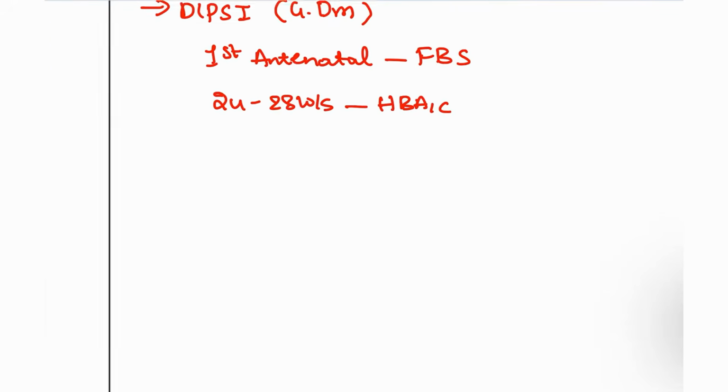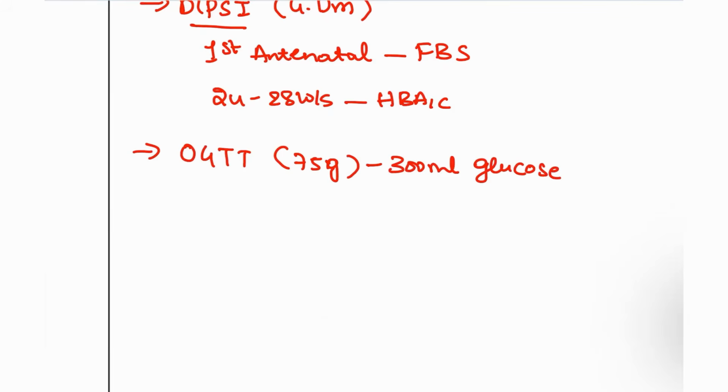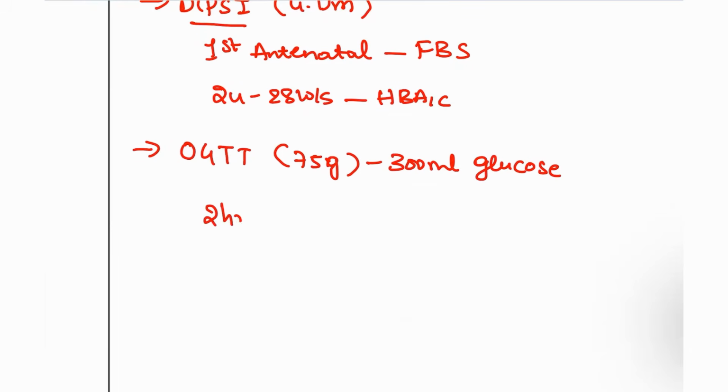And what is the test that we are going to do for these DIPSI guidelines? OGTT. What does OGTT mean? Oral glucose tolerance test. How much? 75 grams of glucose in 300 ml of water we are going to give to this patient. This glucose water should be given over 5 minutes. And after 2 hours, you have to check the 2-hour value.